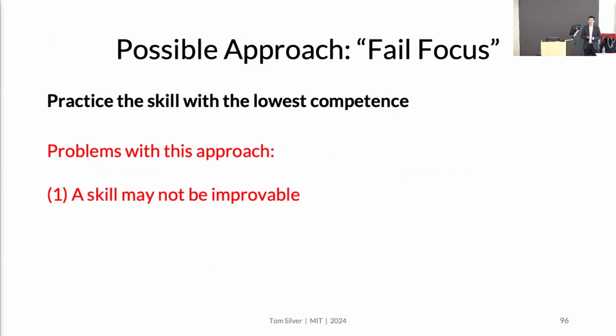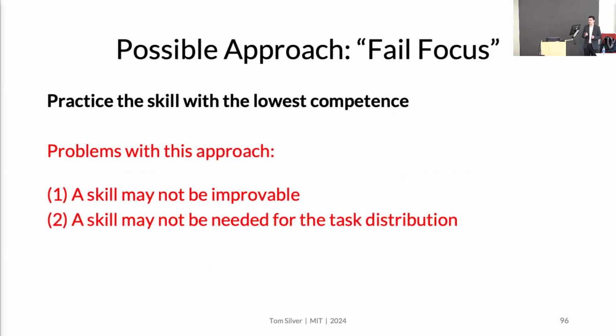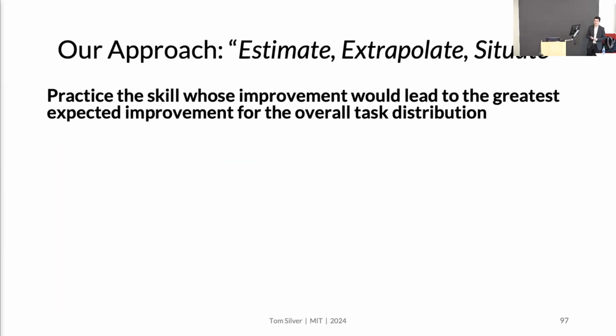One problem is that the skill might not be improvable. Maybe we're bad at this thing, and no matter how hard we practice, it's not improving. The other issue is that the skill that we're currently worst at may not be the one that's most important for the distribution of tasks that we want the robot to solve. So this is not looking at all of the task distribution. That led us to this other approach, which we call estimate, extrapolate, and situate.